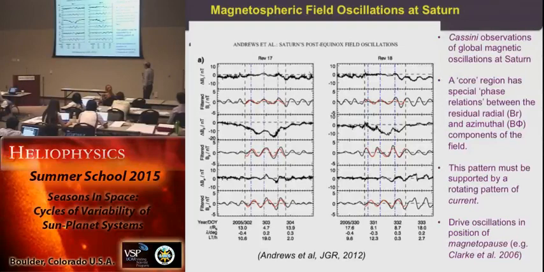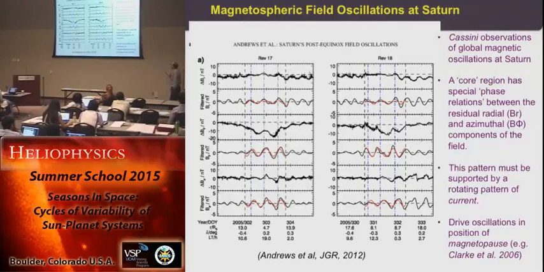In these pairs of panels, you have the data itself and then smoothed data to highlight this periodicity that we believe is close, but not exactly at Saturn's rotational period. Okay, so this is something you can do. What do you find? You find that the magnetosphere is separated into two distinct regions according to the phase relation between the radial and the azimuthal components.